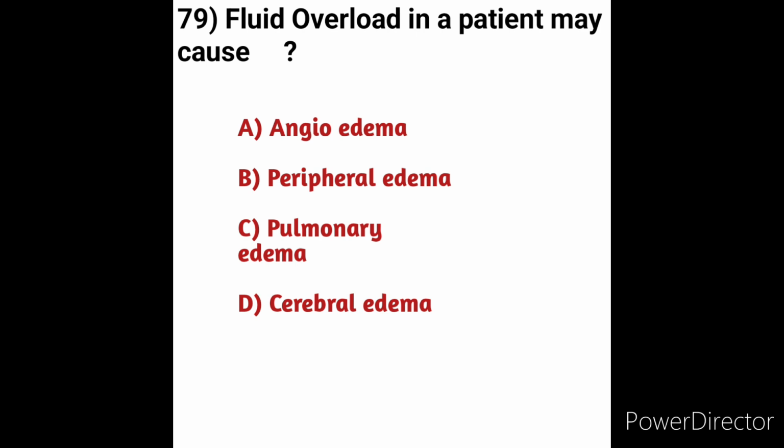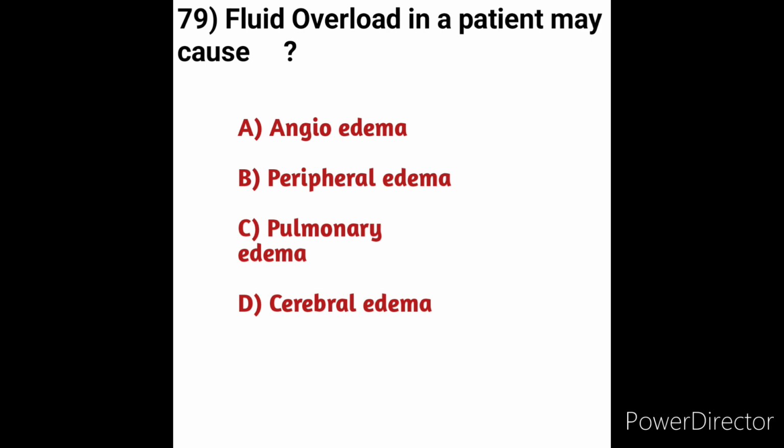Angioedema is an area of swelling of the lower layer of the skin and tissue just under the skin or mucous membrane. What is peripheral edema? Peripheral edema refers to swelling in the lower legs or hands, one of the serious medical conditions. What is pulmonary edema? Pulmonary edema is a condition caused by too much fluid in the lungs. Fluid overload in a patient may cause pulmonary edema. Here option C is the correct answer.